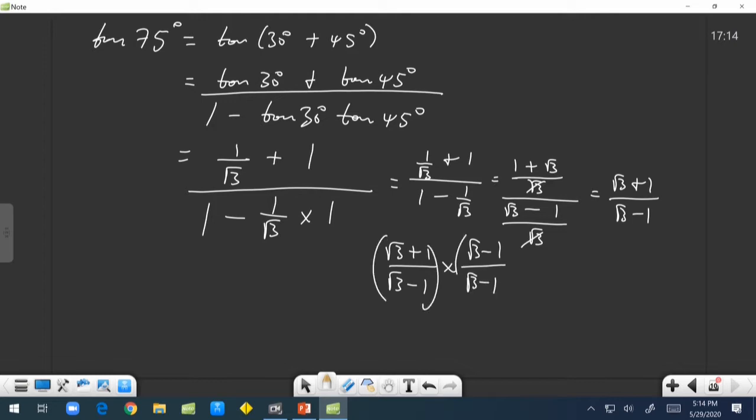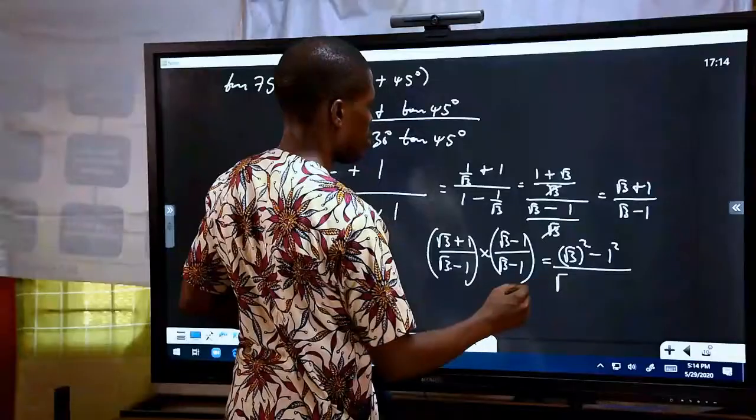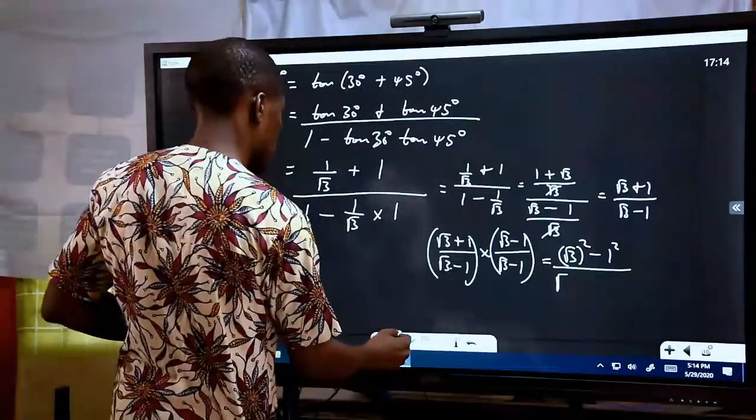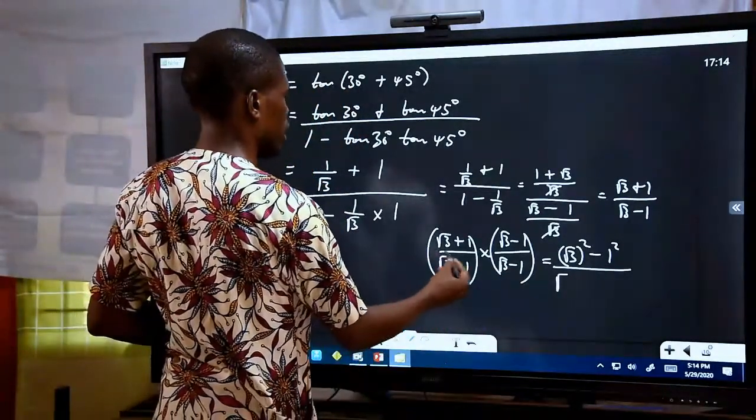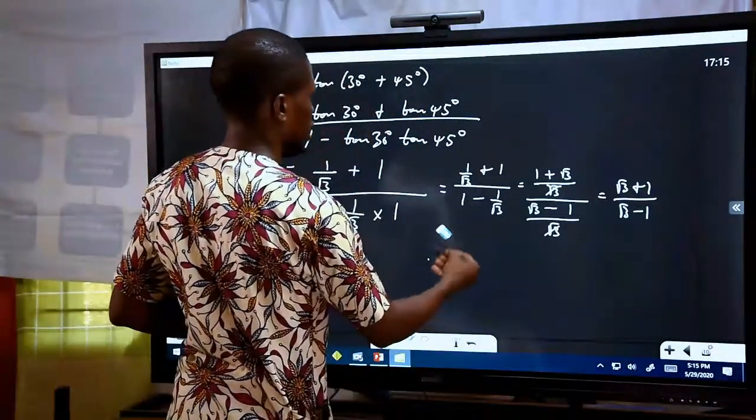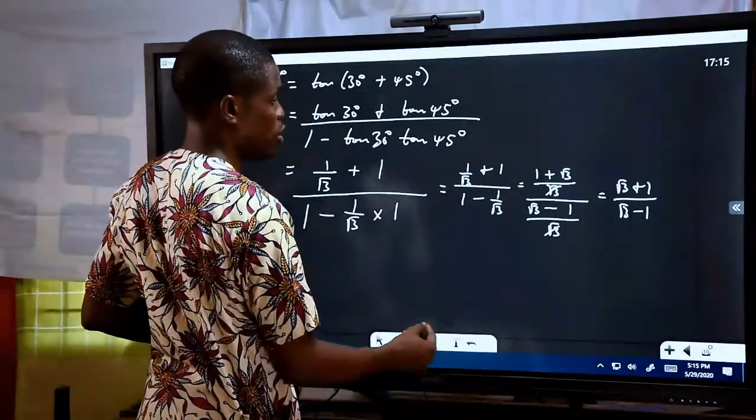Let's apply the other technique, do it the other way around.